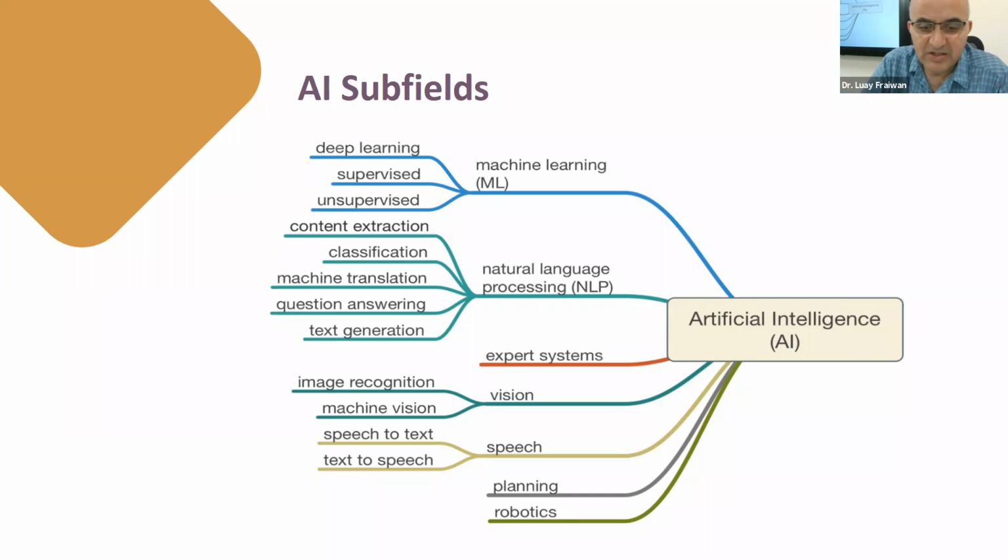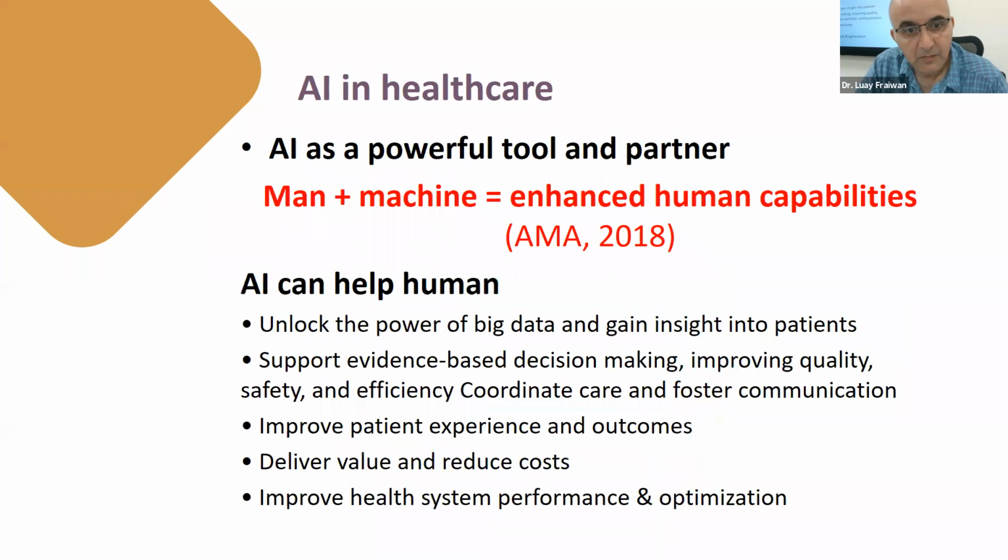Also, artificial intelligence is used in planning, okay? It's used also in robotics. So it's quite a broad field. It includes a lot of things, but definitely we will concentrate on its role in medicine. Okay, so I'll talk about medicine or healthcare.